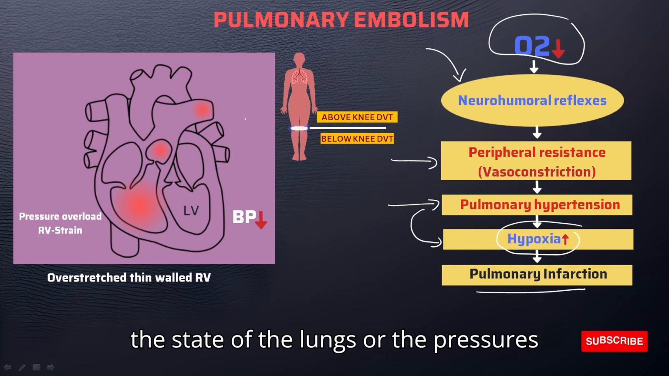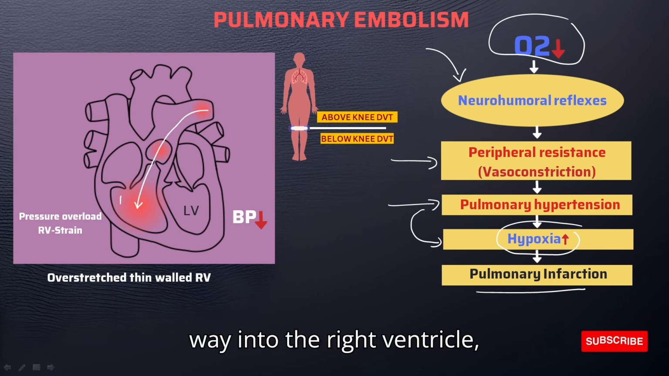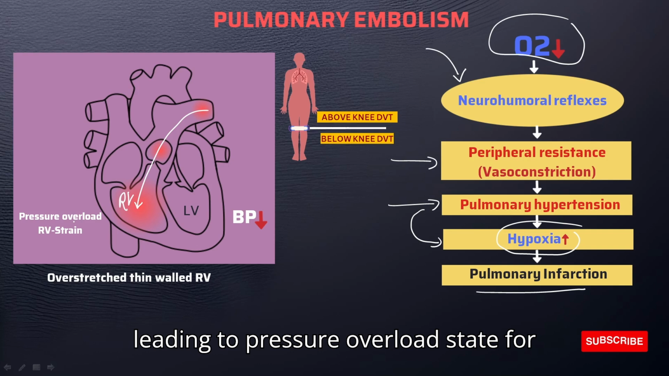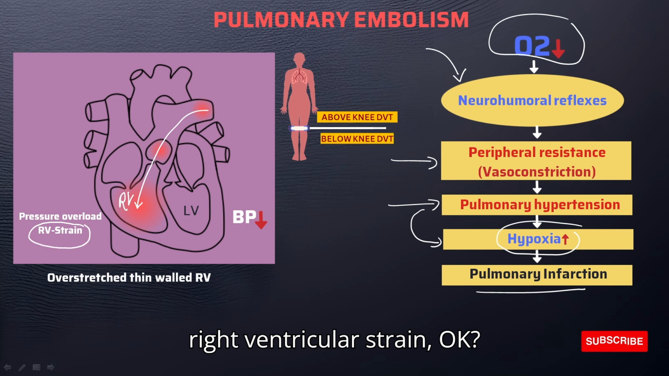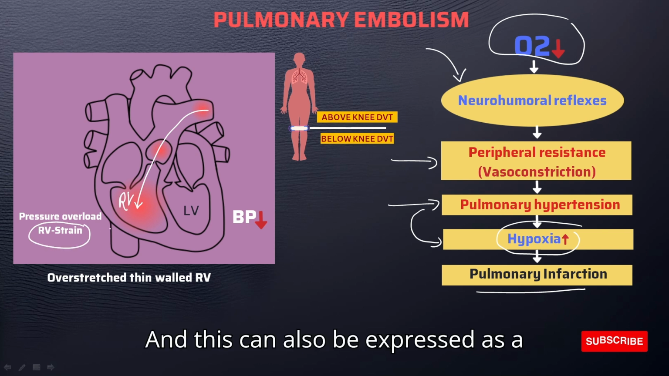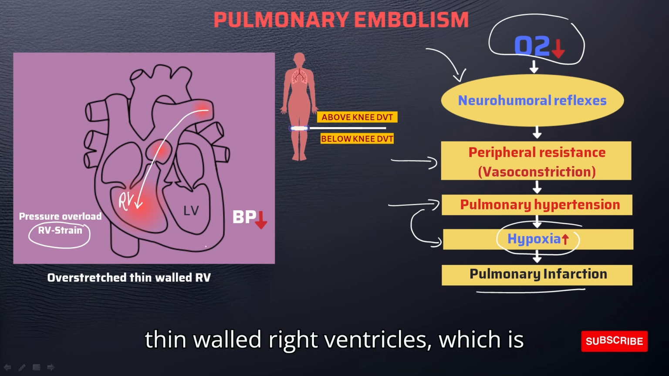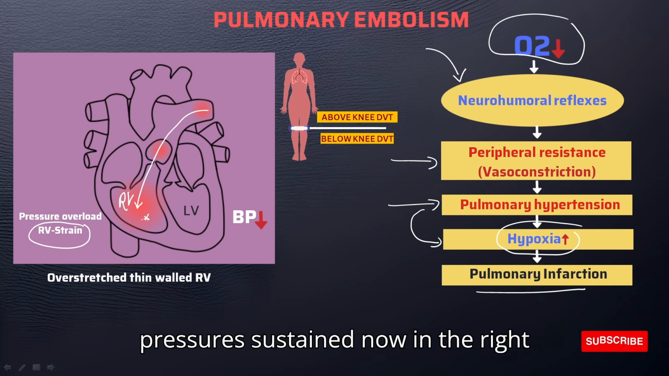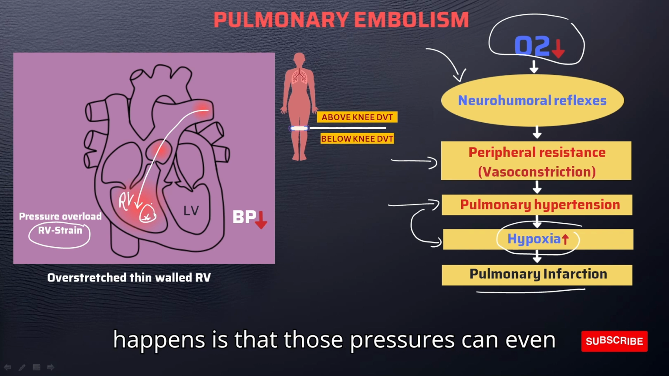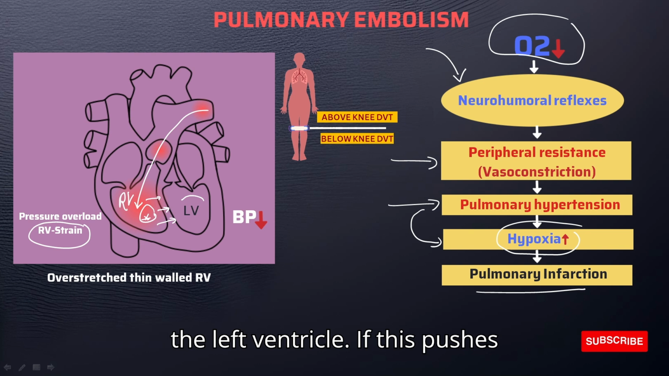Now, the state of the lungs or the pressures in the lungs will be transmitted all the way into the right ventricle, leading to a pressure overload state for the right ventricle. There is going to be a right ventricular strain, okay? And this can also be expressed as a weakened, overstretched, thin-walled right ventricle, which is not able to overcome the internal pressures now sustained in the right ventricle. As a matter of fact, what happens is that those pressures can even displace the interventricular septum in the direction of the left ventricle.